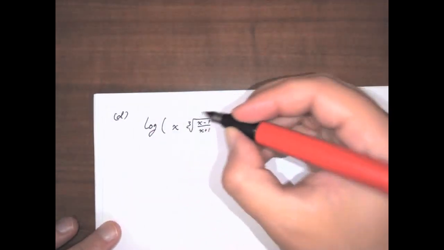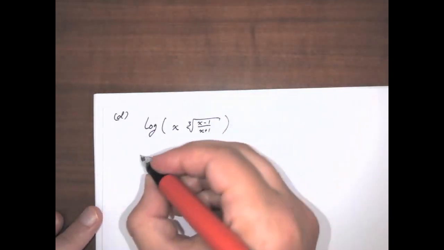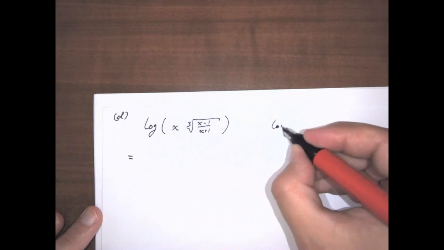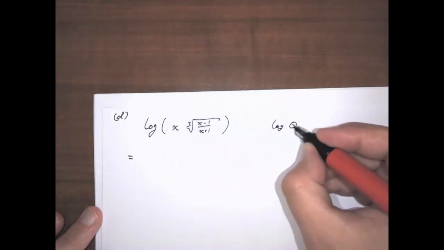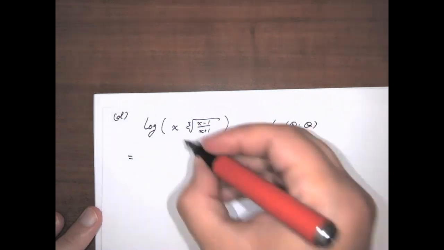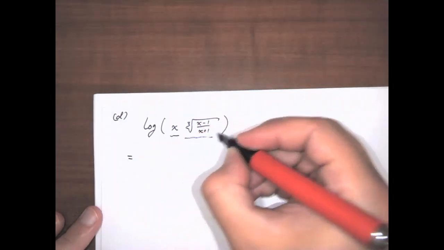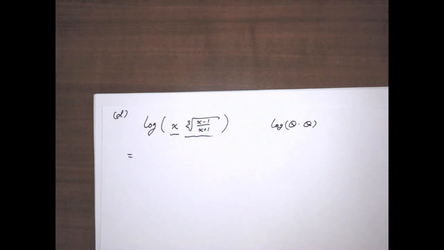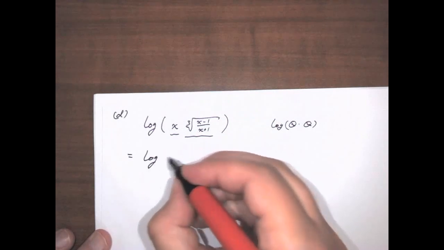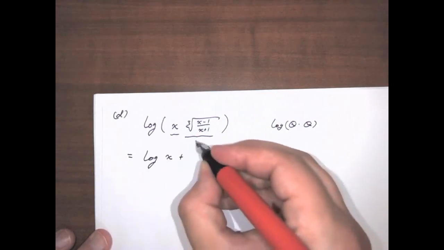This is a cube root. Alright, well, first off, this is a log of something times something. That we can tell because the middle operation, the central operation here, is something times something. It's going to be log x plus.